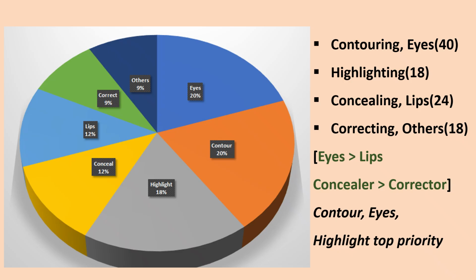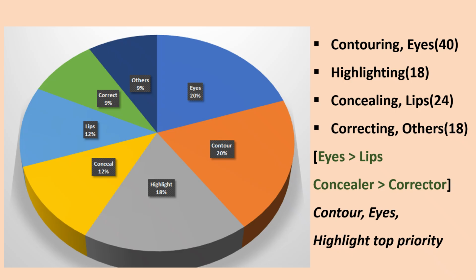Here we have given a pie chart. The pie chart shows the differential weightage for different aspects of makeup, the different areas of makeup. And this is important because not only will it decide the way in which your makeup will be marked if you appear for an examination, but also these are going to be the criteria on which your final result will depend. This is the order of importance, the priority.